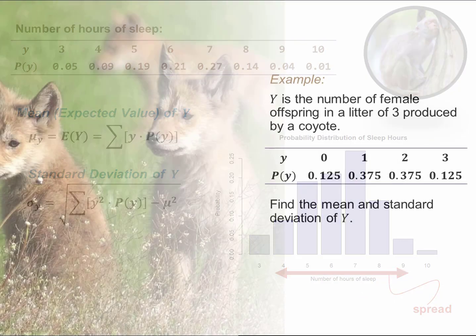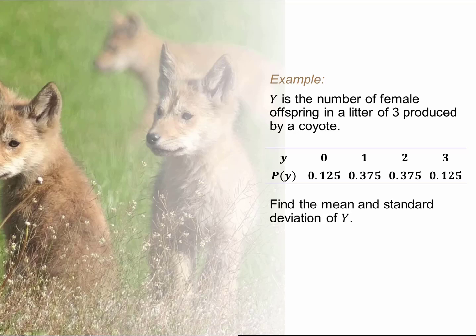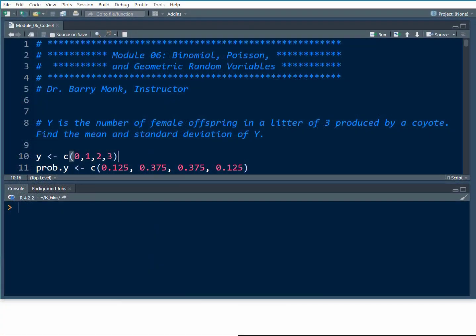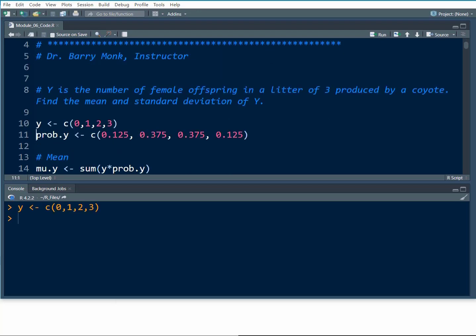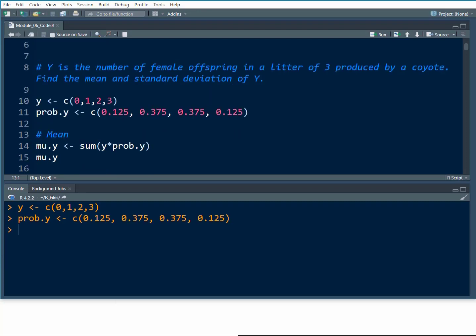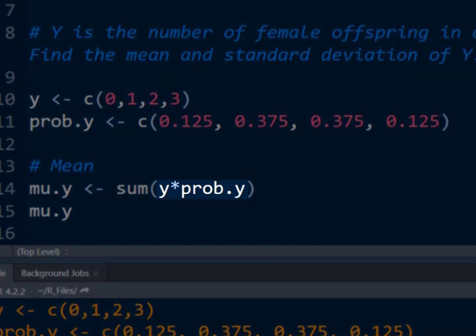Consider again the probability distribution of y, the number of coyote female offspring out of 3. We will find the mean and standard deviation. We're going to use R. Let's first define a data array for the random variable outcomes. We'll call it y. Now, define a data array for the associated probabilities. Let's call this prob.y. To find the mean, we need the products of y and prob.y.